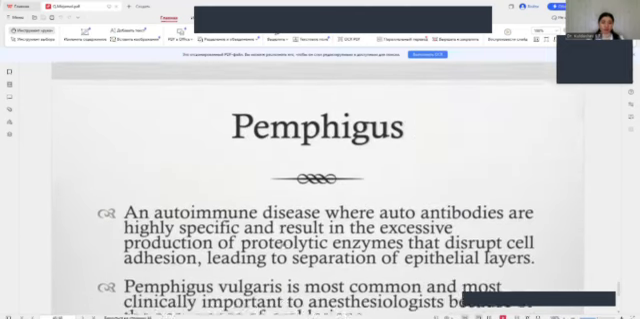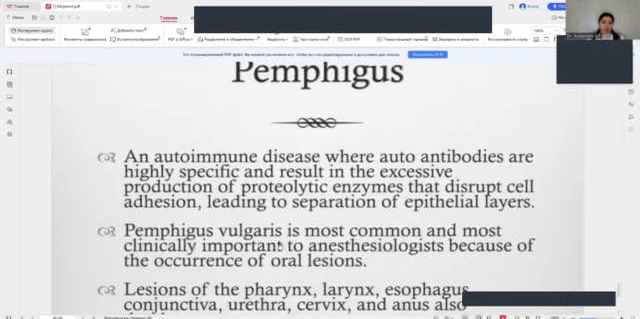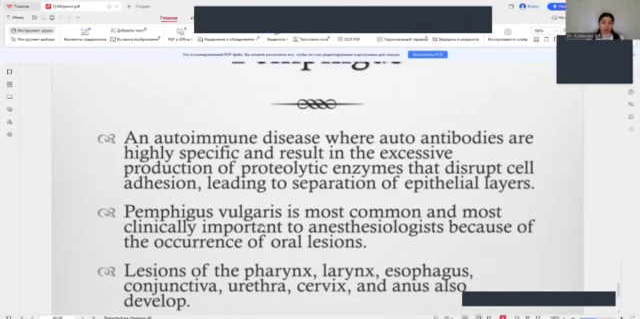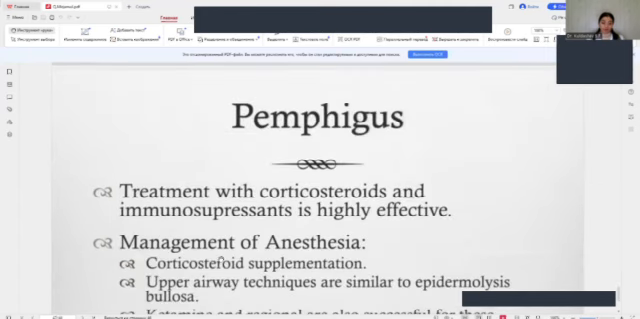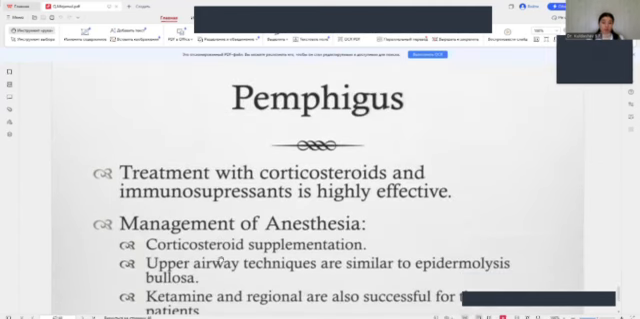Then pemphigus, this is an autoimmune disease where autoantibodies are highly specific and result in the excessive production of proteolytic enzymes that disrupt cell adhesion, leading to separation of epithelial layers. Pemphigus vulgaris is most common and most clinically important to anesthesiologists because of the occurrence of oral lesions; lesions of the pharynx, larynx, esophagus, conjunctiva, urethra, cervix, and anus also develop. Treatment with corticosteroids and immunosuppressants is highly effective.